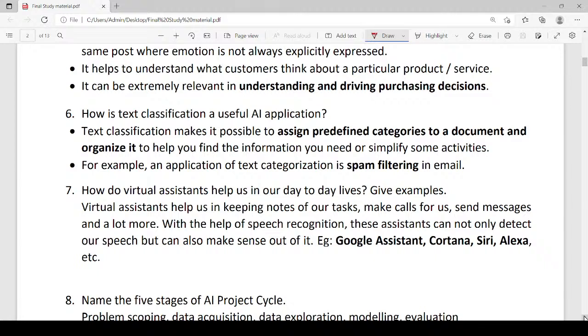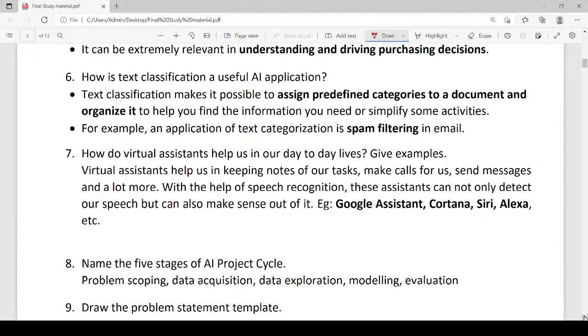Problem scoping, data acquisition, data exploration, modeling and evaluation. Exactly. A lot of you are getting it right. I'm really happy to see all right answers. So the 5 stages of the AI project cycle are problem scoping, data acquisition, data exploration, modeling and evaluation. Now, students, you may be given a scenario and asked to go through the 5 stages of the AI project cycle.